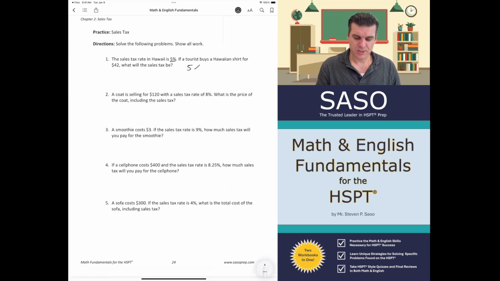So first step, change 5% to a decimal. I'm going to add my decimal in there, move it over 2 places. I just like to show this, helps minimize any mistakes. So 5%, 0.05, and then we're going to do $42 times 0.05. 5 times 2 is 10, carry the 1. 5 times 4 is 20, plus 1 is 21. Count up our decimal places. 2 places, move it over from right to left in our answer, and we get $2.10. That will be the sales tax.